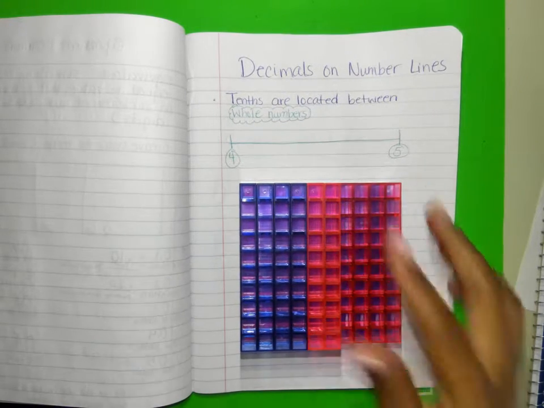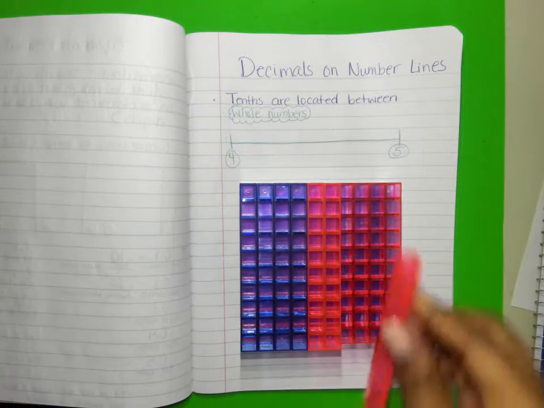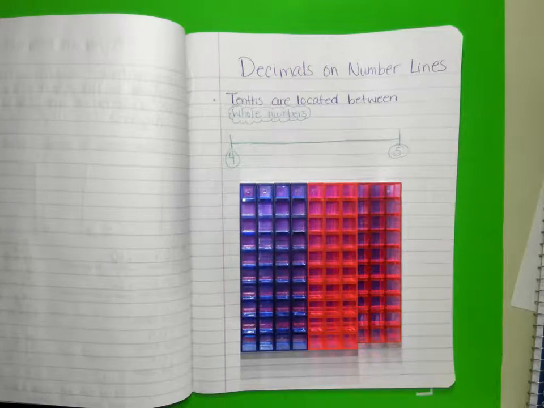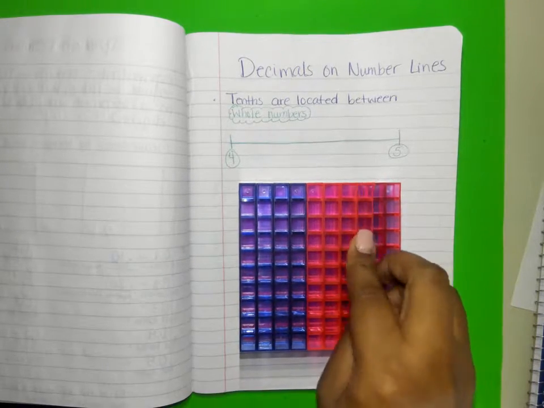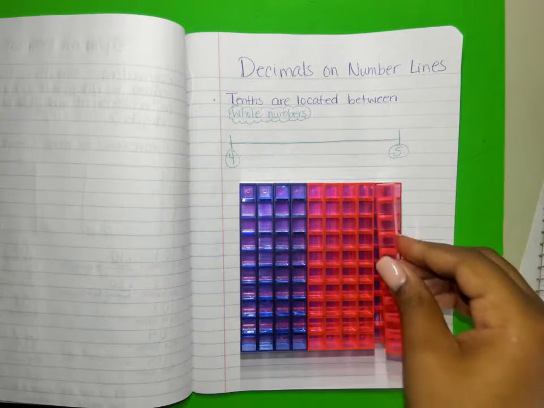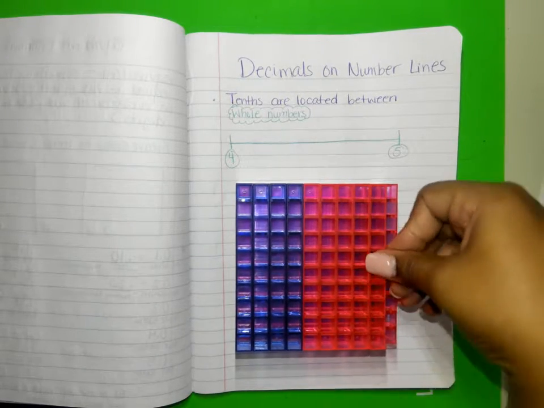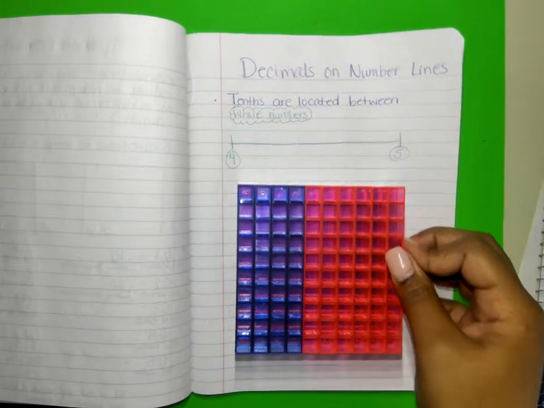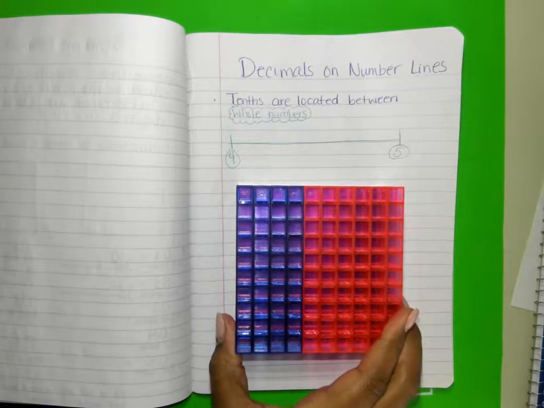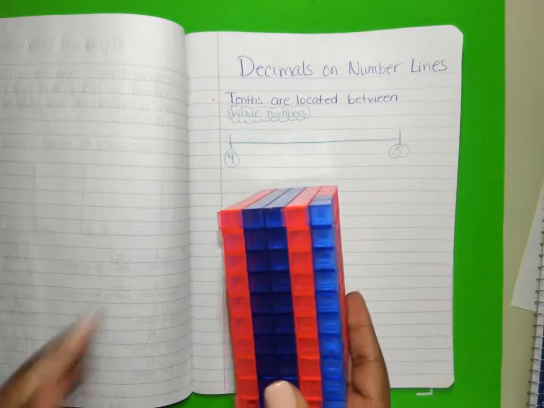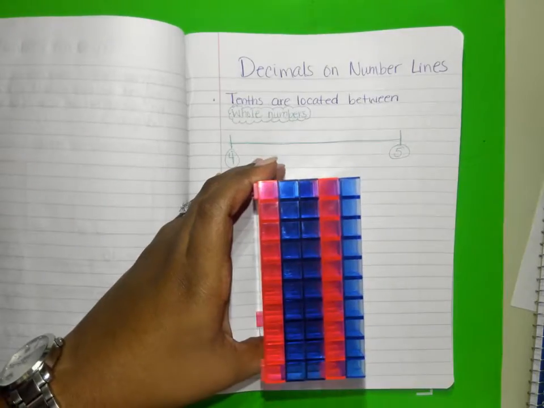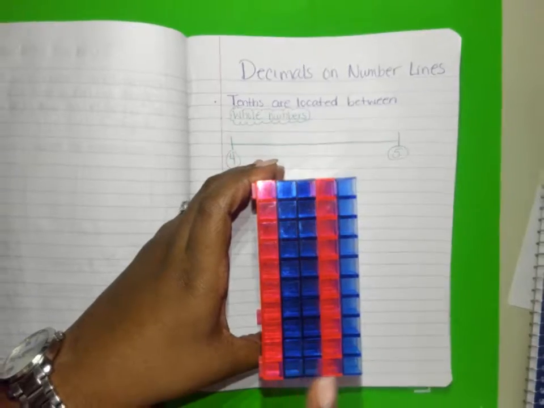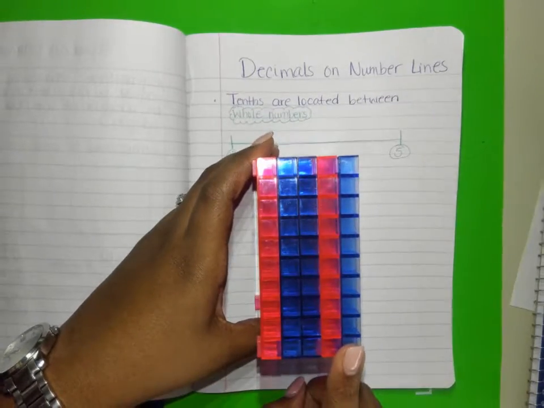4 and 6/10, 4 and 7/10, 4 and 8/10. 4 and 9/10, and now we're equivalent to another whole. So now we can say that we have successfully, 1, 2, 3, 4, reached number 5.